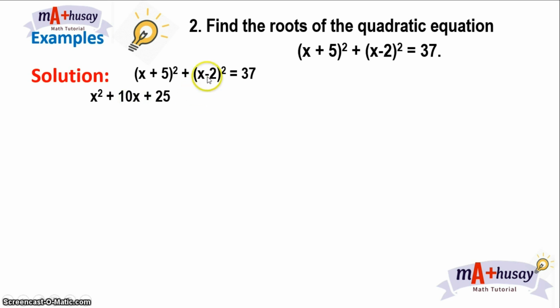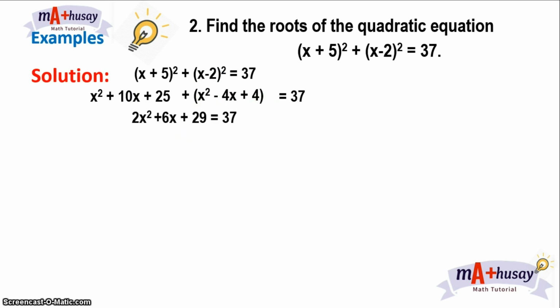Now, how about this one? Negative x minus 2 squared. So, you square this binomial, you will have the quantity of x squared minus 4x plus 4, and that is equal to 37. Now, we combine like terms.